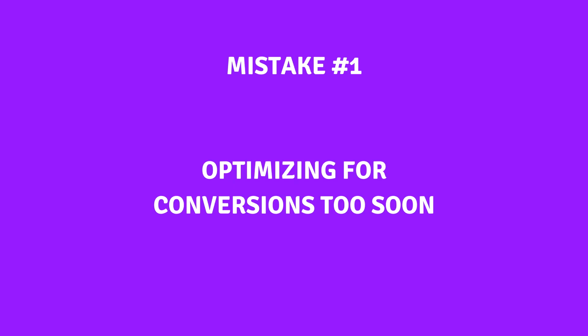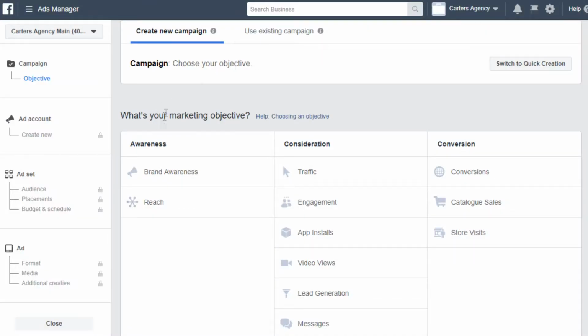So the very first mistake that I see a lot of people making when they just get into Facebook ads is they start optimizing for conversions too soon. So as I'm here in the Facebook ad manager, I want to go ahead and show you exactly what I mean by this. Currently, you can see that when you start off creating your ad, you can optimize for specific objectives.